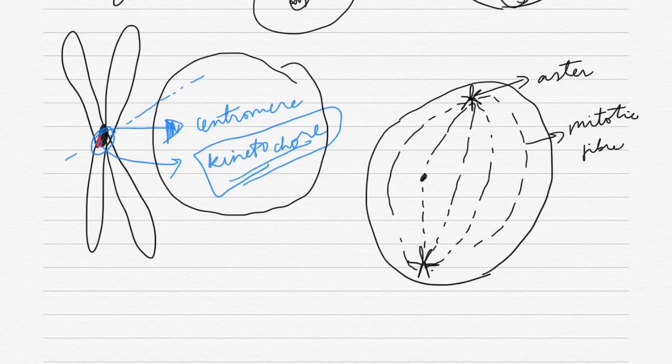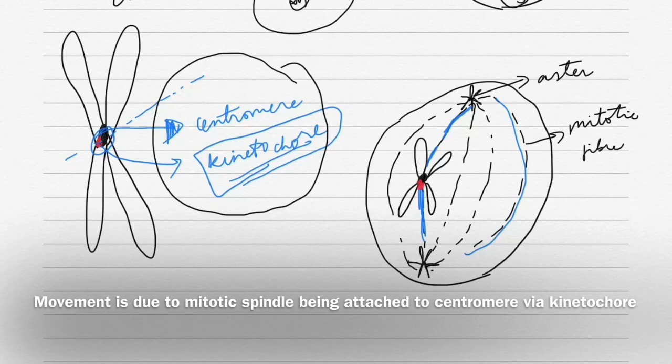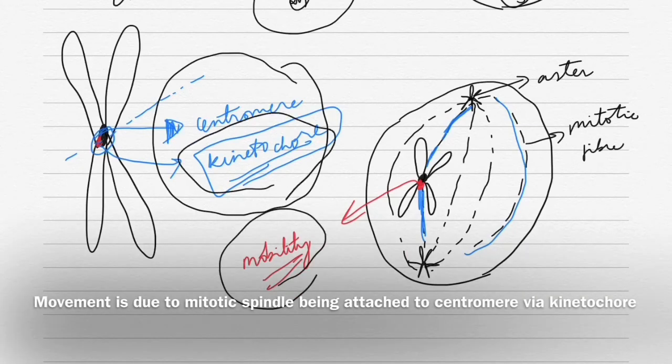We have a chromosome. I am drawing a very big chromosome here. This chromosome is attached to the mitotic fiber, which is represented in blue. This mitotic fiber is attached to the centromere via the kinetochore. Kinetochore is disc-shaped proteinaceous material. This is the one responsible for the mobility of the chromosomes during cell division. Movement is happening because of the kinetochore being attached to the mitotic fibers.